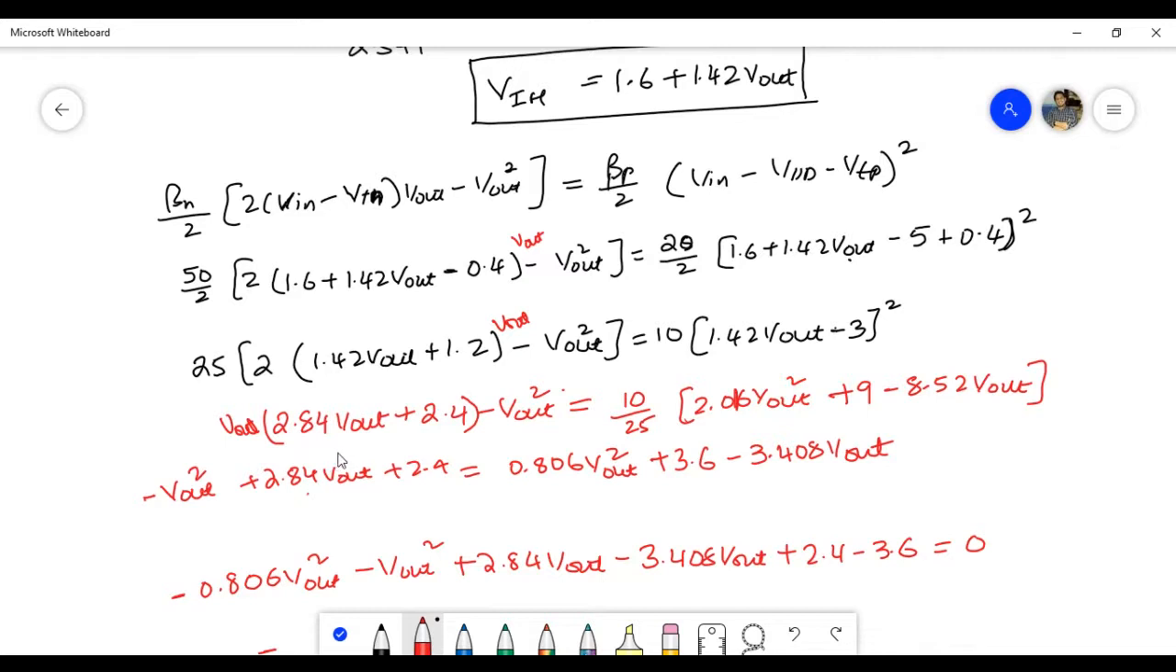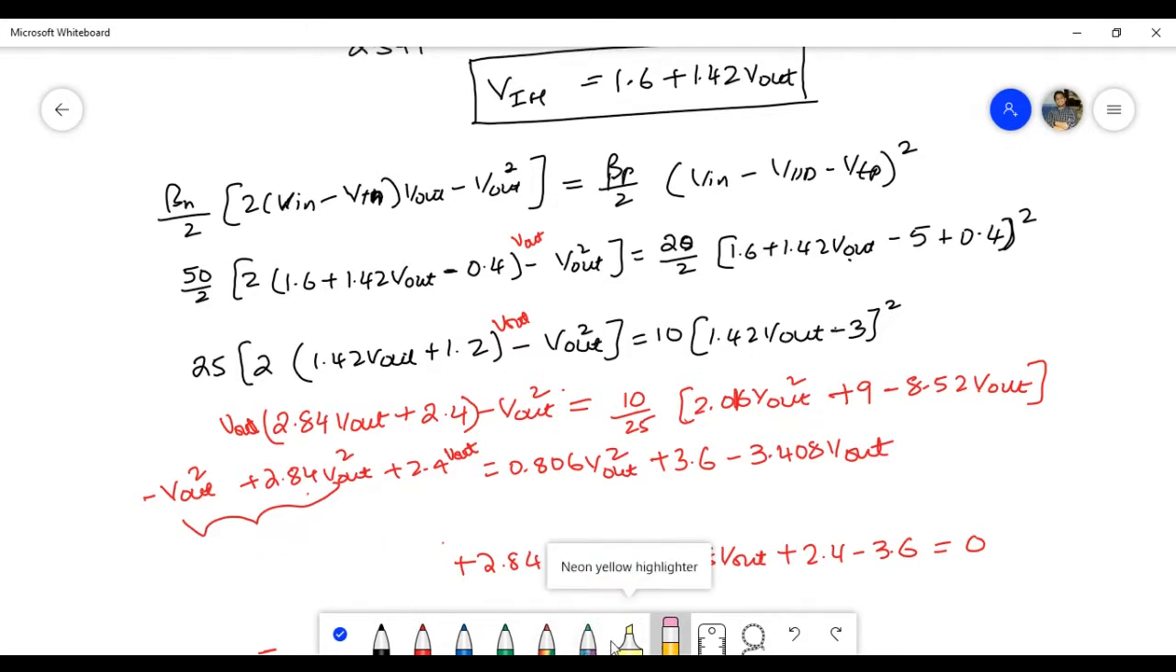So 8.5 V out square, and it will be V out here is equal to. So just subtract these two terms: V out plus 2.8 V out square. It will be how much? One, so it will be same minus 1.408.